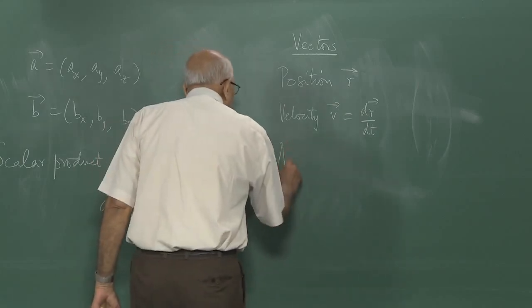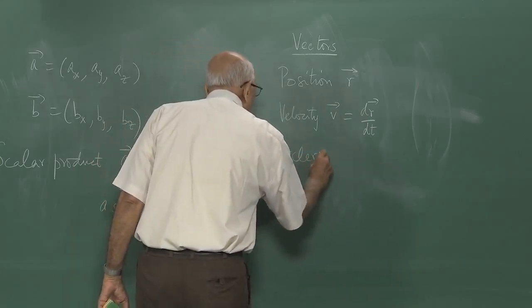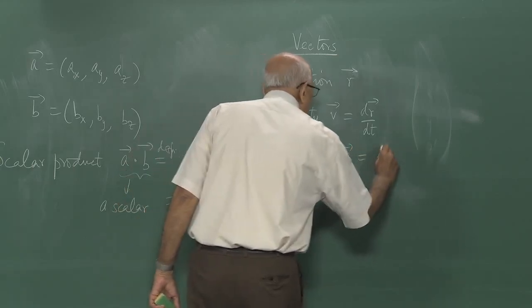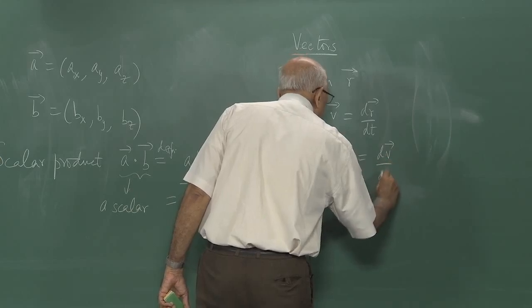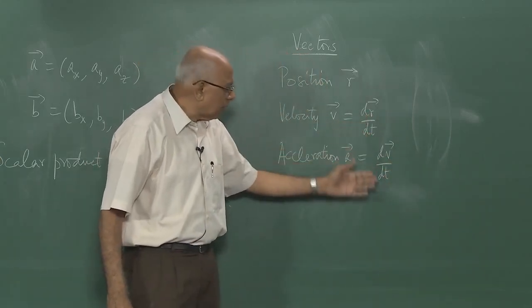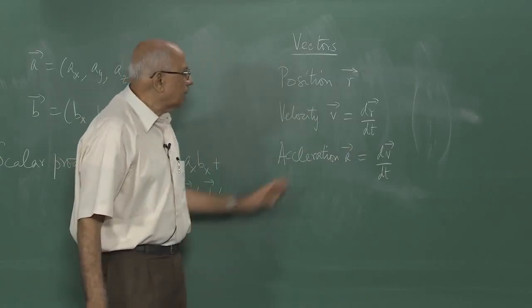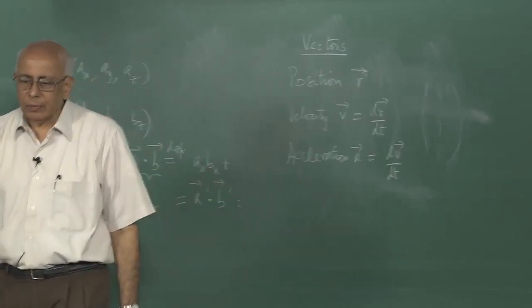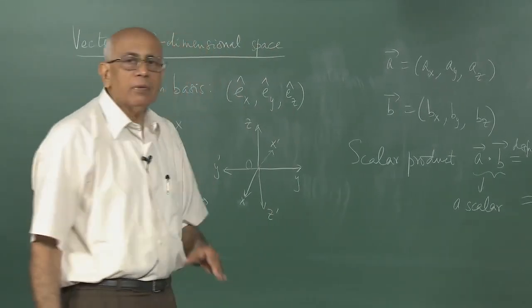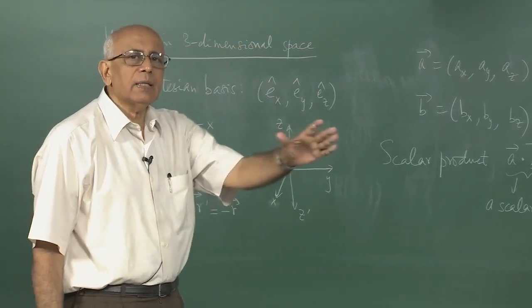What about acceleration? A. This is the second derivative. What is the derivative of the velocity? And that, of course, is the second derivative of the position, first derivative of the velocity. That too is a proper vector. It will change sign under a parity transformation and otherwise behave under a rotation exactly as a vector does, as the position does.